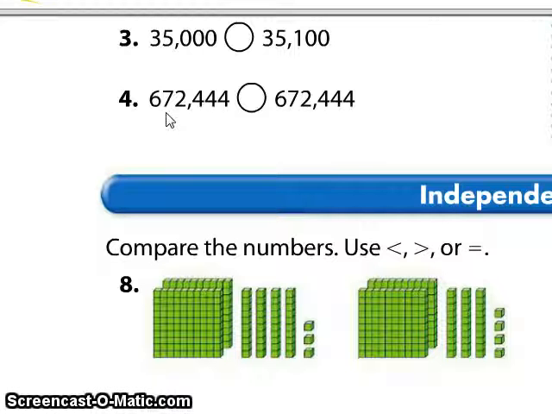I just said the same number 2 times in a row. But it's always good to double check and make sure you didn't make a mistake. So start in your 100,000s place. 6, 6, they're the same. 7, 7, they're the same. 2, 2, they're the same. 4, 4, they're the same, all the way through. We went through all our numbers, and they're all the same.